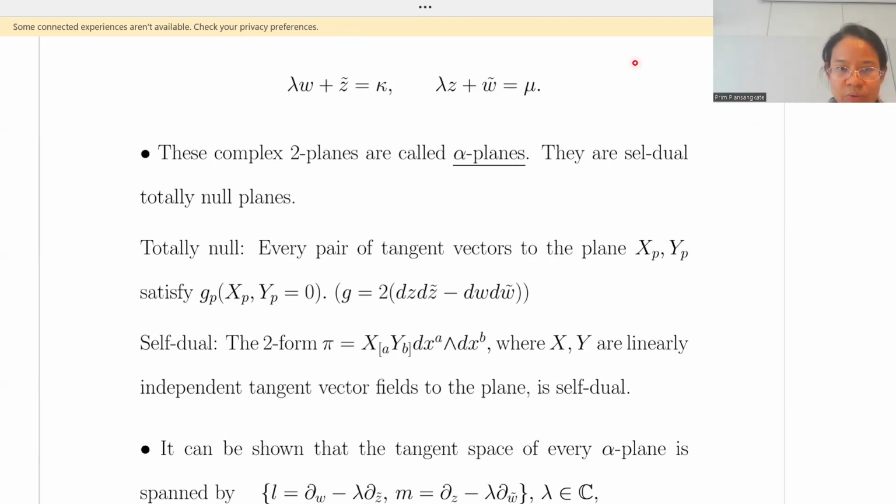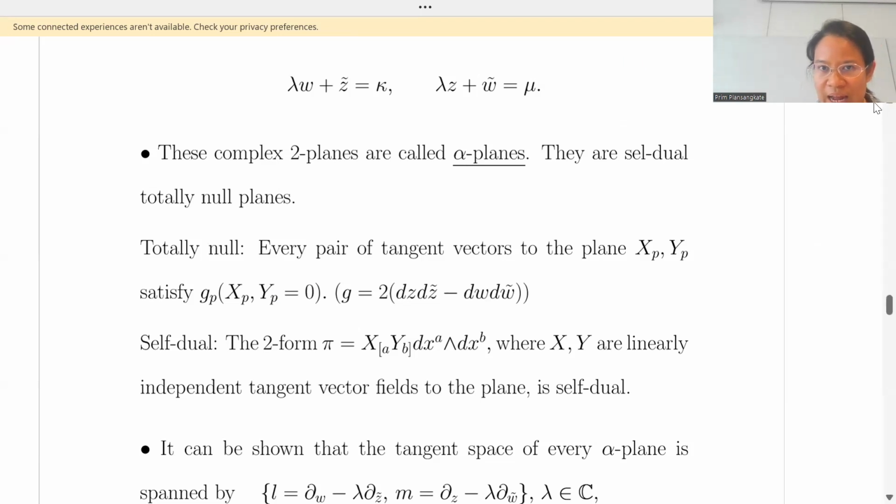And then self-dual is that for any totally null plane, if we construct a two form from a pair of linearly independent tangent vector fields, then this two form will either be self-dual or anti-self-dual. And if it's self-dual, we call that plane an alpha plane. So this is an alpha plane.